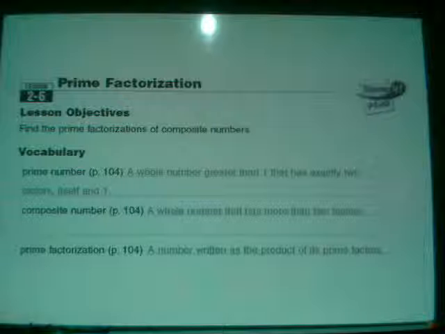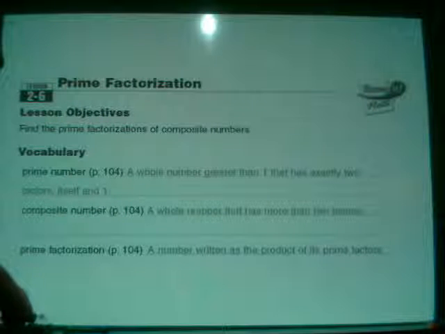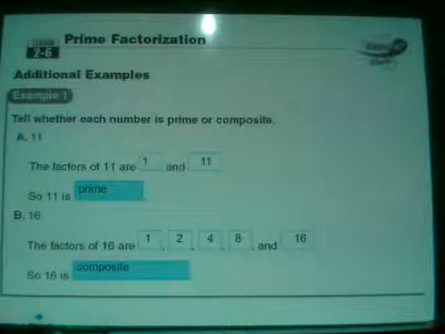Okay, so let's continue on then and start taking a look at some examples here. We'll go ahead and start off with example number 1. We're supposed to simply tell whether the number is prime or composite. So you want to check for divisibility here. If you find something else that goes into the number other than 1 and itself, it's going to be composite. If it's only 1 and itself, then it's got to be prime.